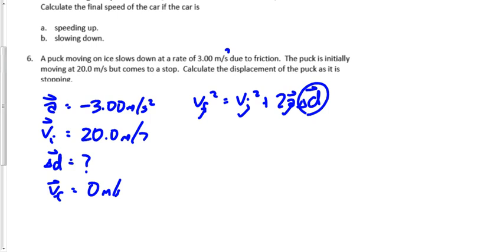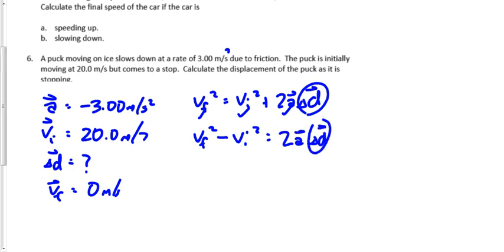Here's what I want you to remember. Rule number one, get rid of what is not attached by doing the opposite. Rule number two, get rid of what is attached by doing the opposite. Okay, so what's not attached? Remember, rule number one, get rid of what's not attached. What's not attached to delta D there? Nick? VI squared. Okay, so get rid of what's not attached, VI squared first, by doing the opposite. It's added, so we're going to take it over by subtracting. Good. So it's going to become VF squared minus VI squared equals 2AD.